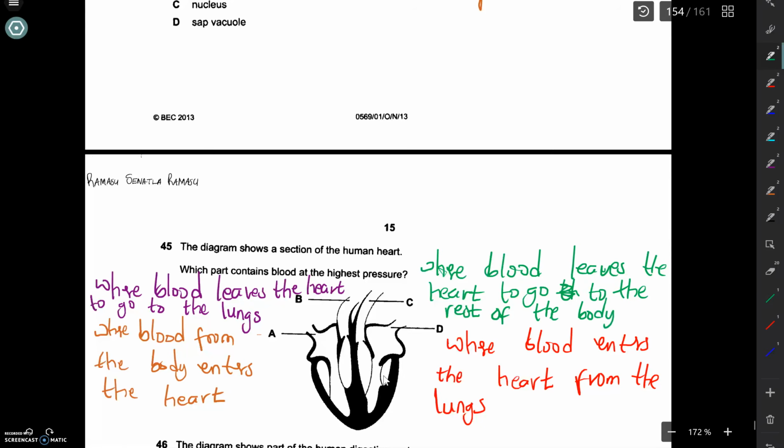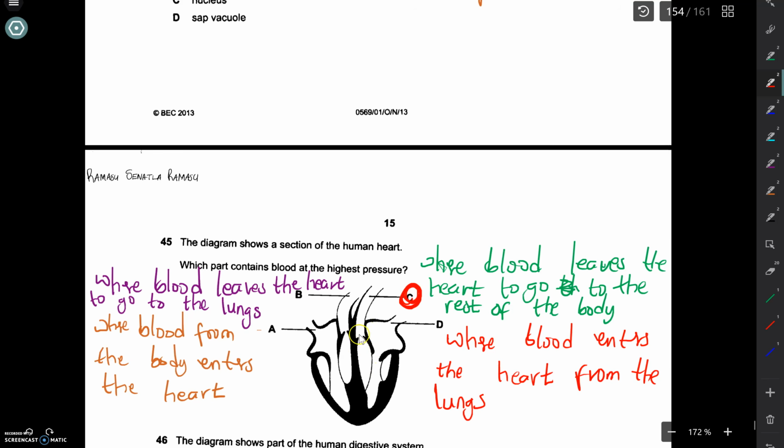Okay, so just by knowing these four statements, we can tell that C would be the part which contains blood with the highest pressure, because the blood that leaves at C has to travel all over the body. It has to travel as far as your fingertips, as far as your toes or your feet. So blood at C has the highest pressure.